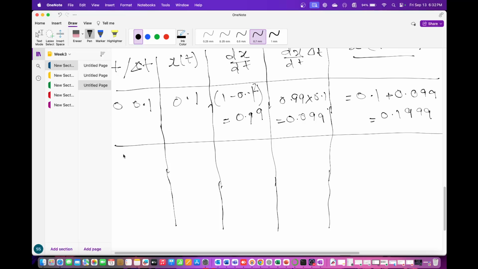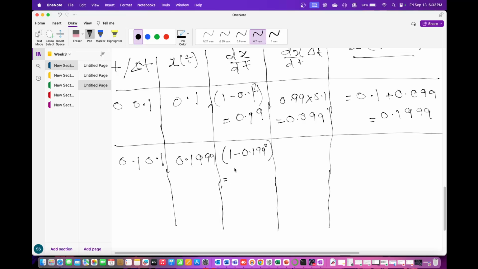So this is now 0.1. Next t is 0.1 because your delta t is 0.1, and your delta t is 0.1 here again. Now x of t at t equal to 0.1 is 0.199. You take this again, 0.199 square, like this.